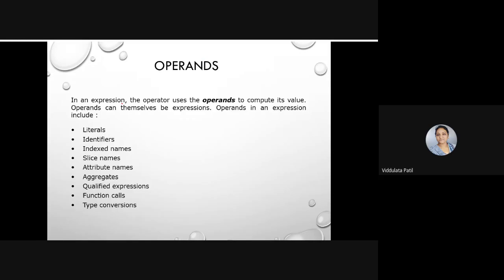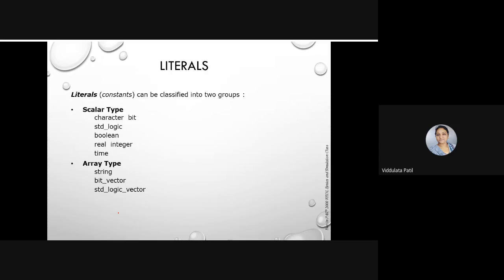So operands is an expression that includes literals, then identifiers, then index names, slice names, attribute names, aggregates, qualified expression, function calls, and type conversion. Okay, so these are the different types of operands that we have discussed actually earlier. So this is the list of these literals.